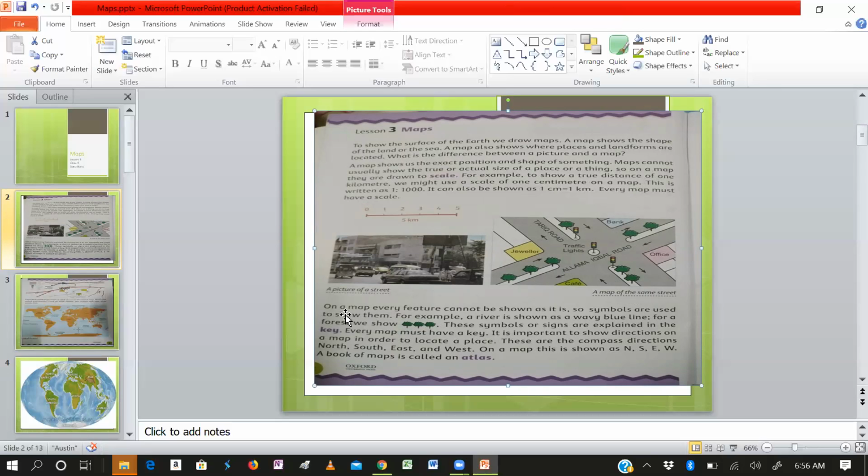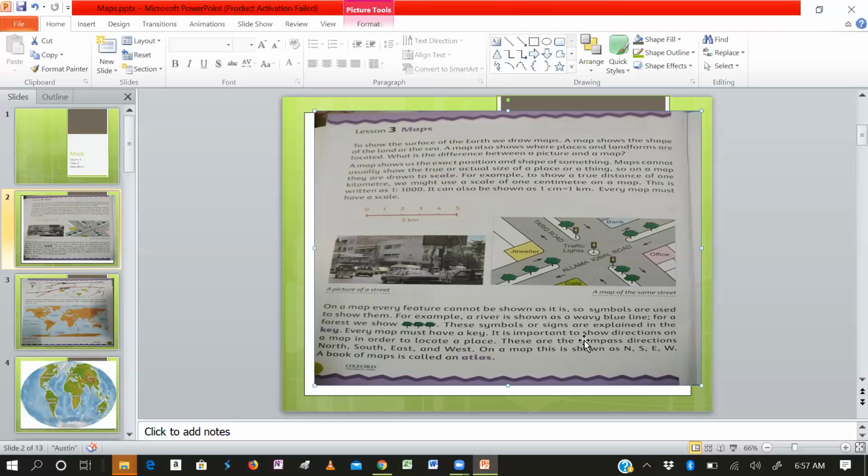Now to the last paragraph of the same page 8. On a map, every feature cannot be shown as it is. So symbols are used to show them. For example, a river is shown as a wavy blue line. For a forest, we show trees. These symbols or signs are explained in the key. Every map must have a key. So, key is another key term that has been used here. We shall also discuss the key on the map.